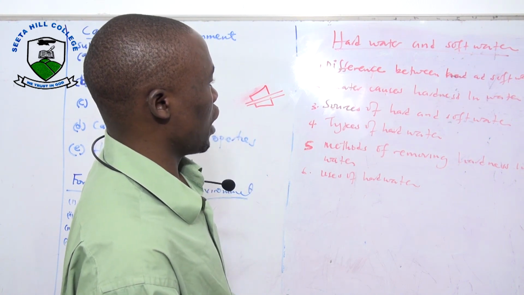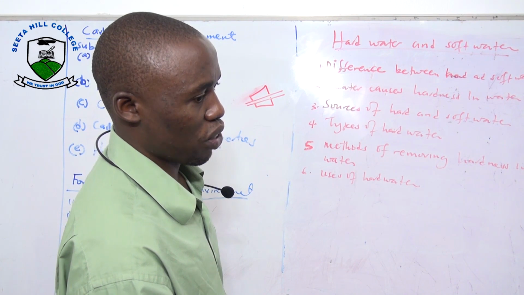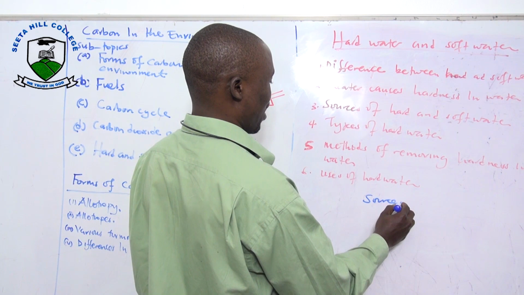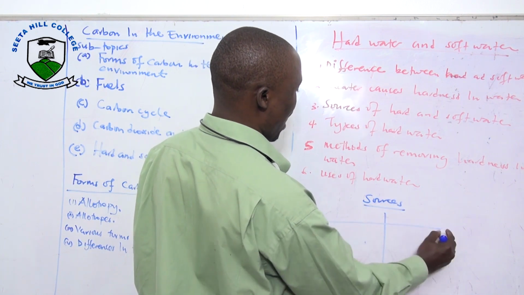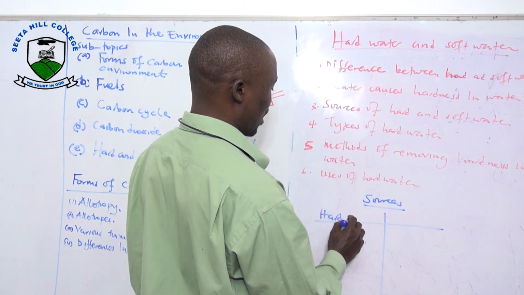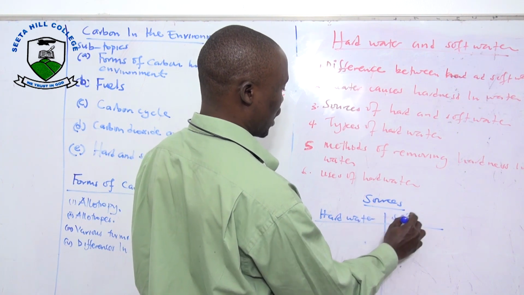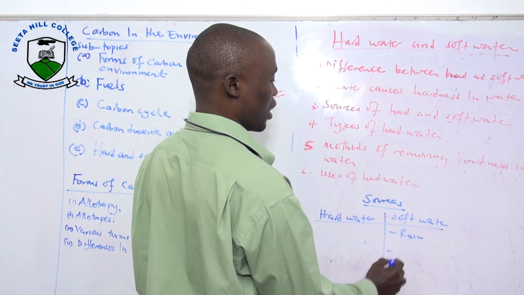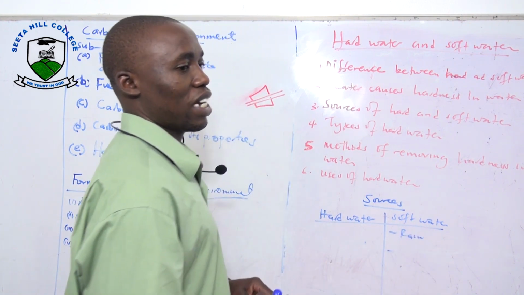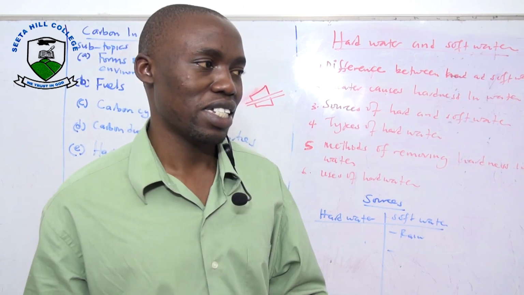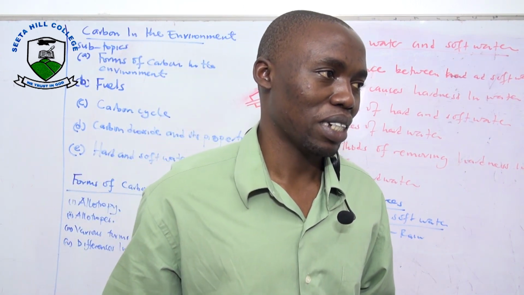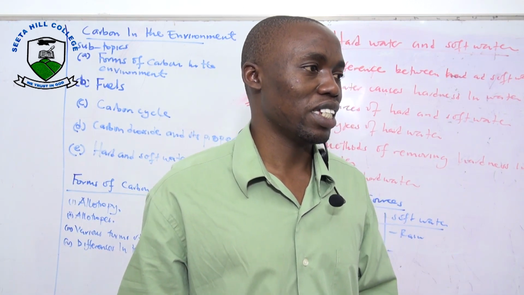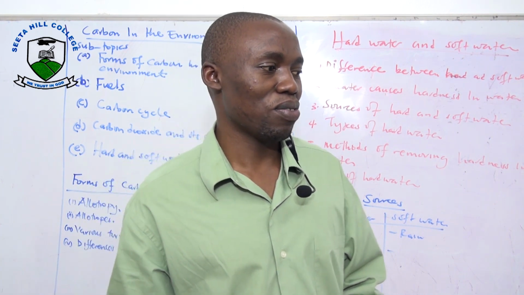Now, sources of hard water and soft water. You can tell me. Rain is a source of water, that means hard water and soft water. Our students have told us that soft water is from rain. Which other water can be soft? The sea is in the ground, in the earth. The sea is within the earth, not so?